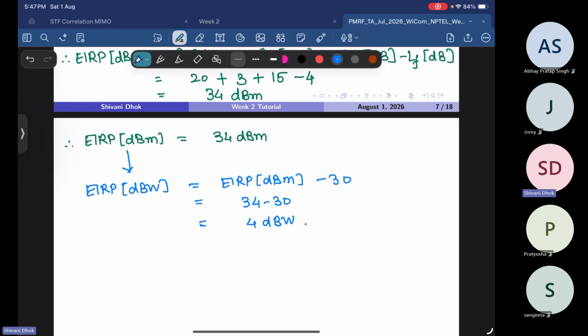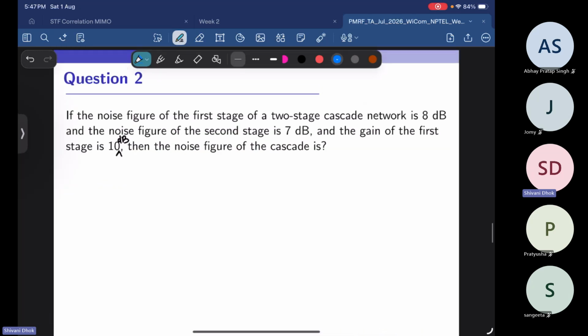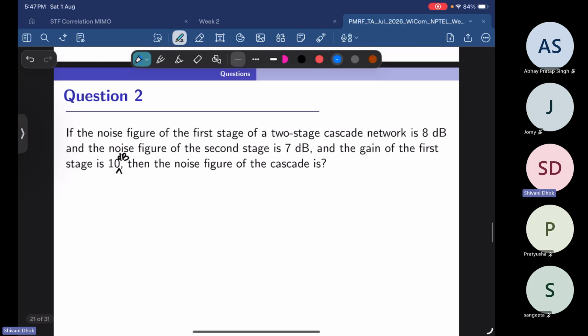Okay, if there are no questions, then let me move on to the next question. The next question is related to your noise figure. It says that if the noise figure of the first stage of a two-stage cascade network is 8 dB and the noise figure of the second stage is 7 dB, the gain of the first stage is 10 dB, then the noise figure of the cascaded system is what?